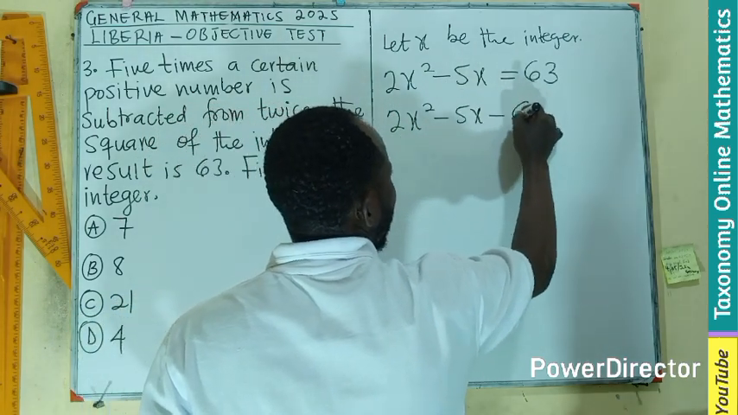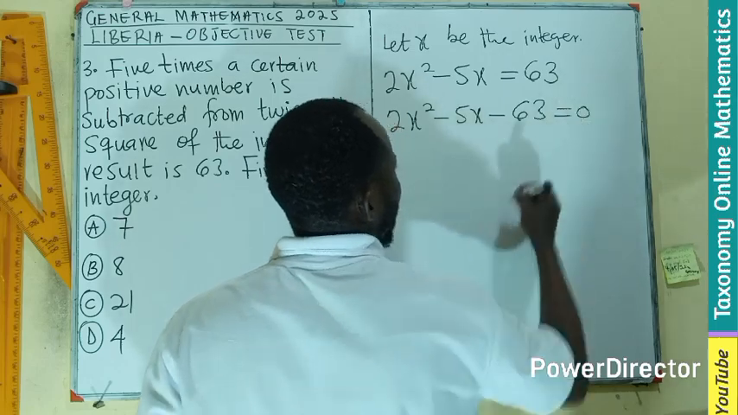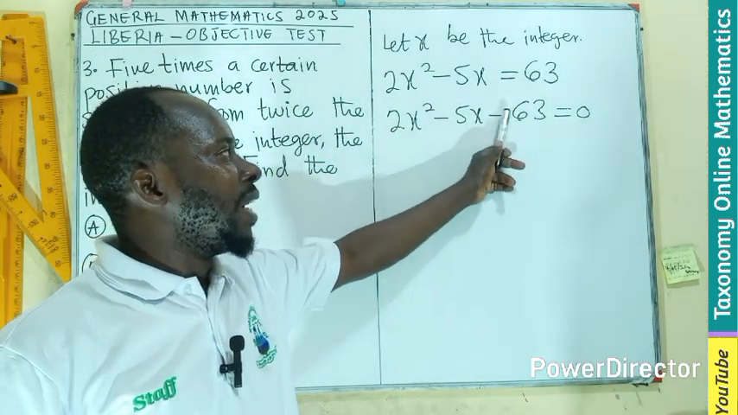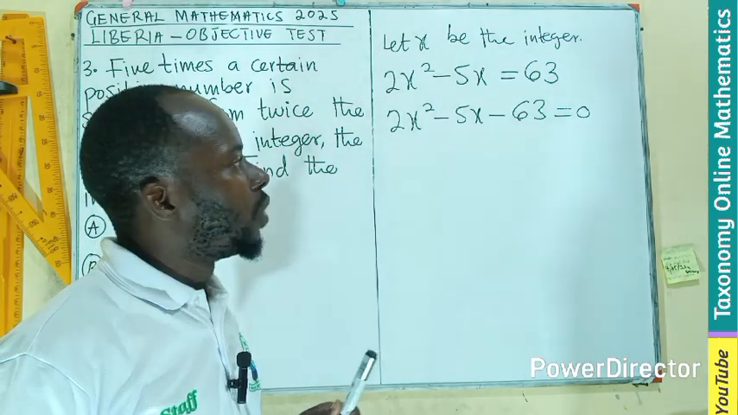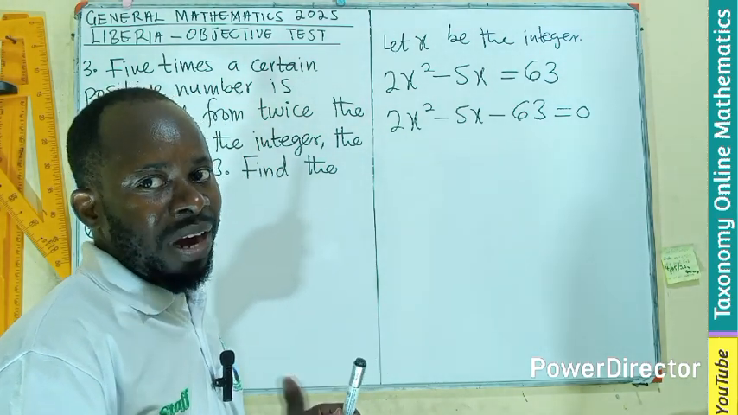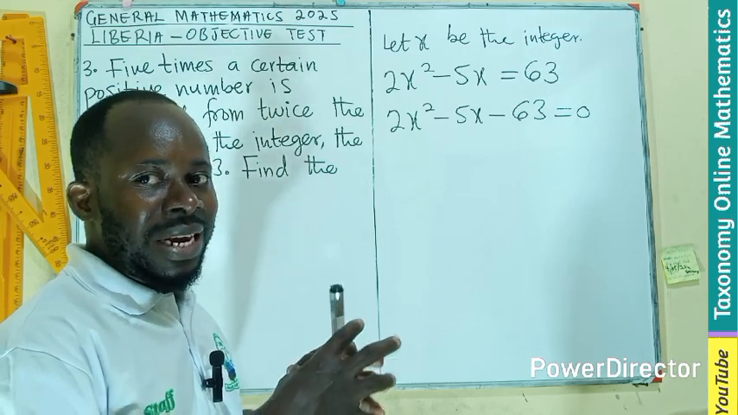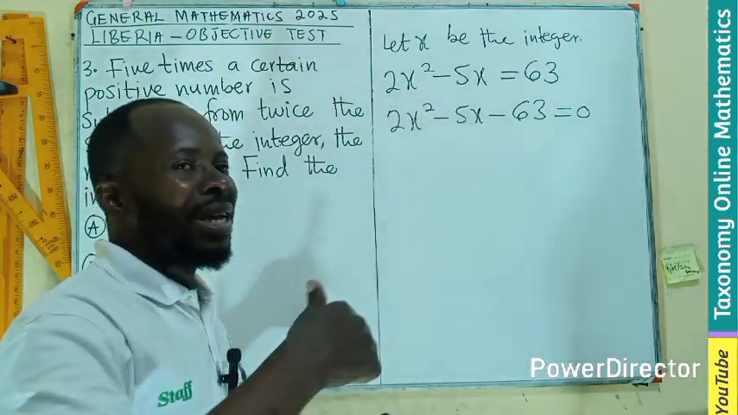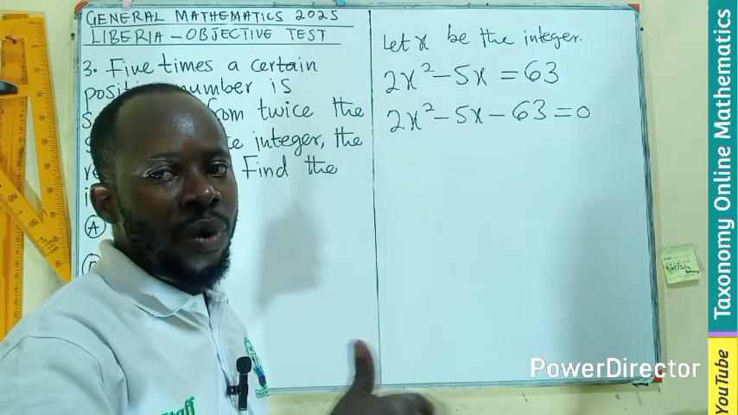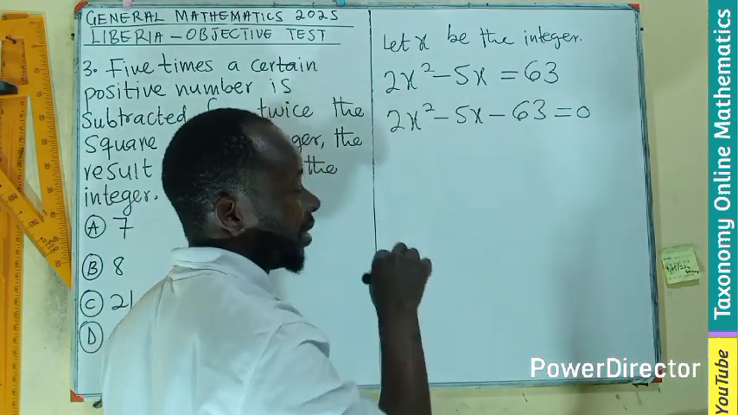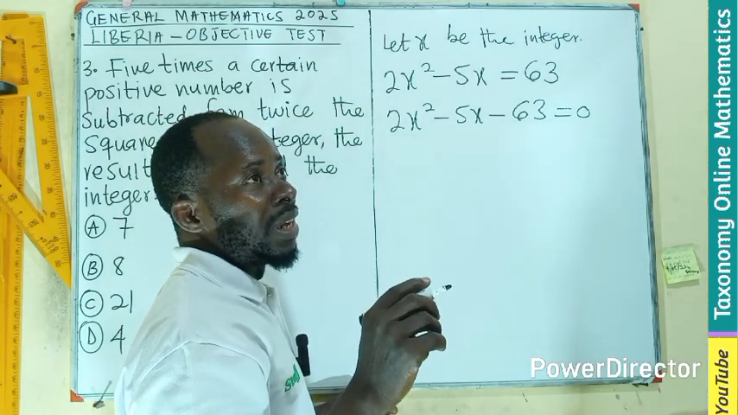rearranging it to have 2x squared minus 5x minus 63 equals 0. You find the factors of negative 63 times 2. That will be 126. So you find factors of 126 as what? When you add, you get a negative value, meaning the biggest factor has to be negative. And when I check the factors, I should be having 14 and 9.